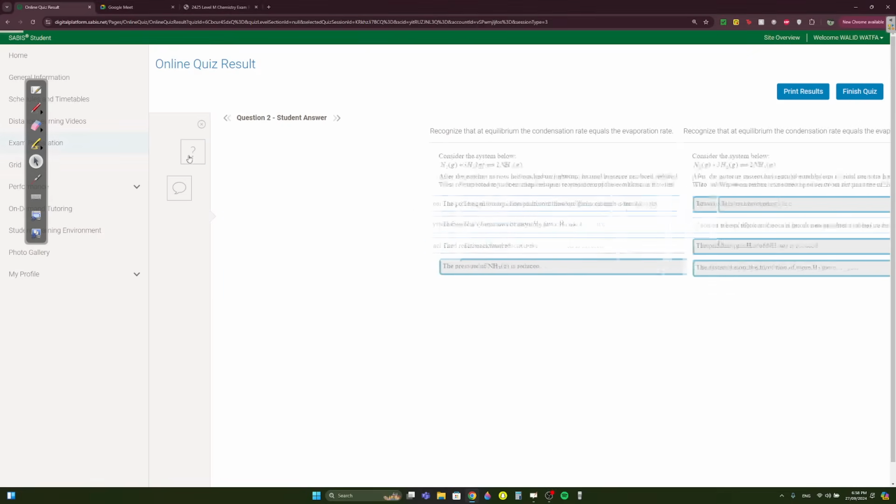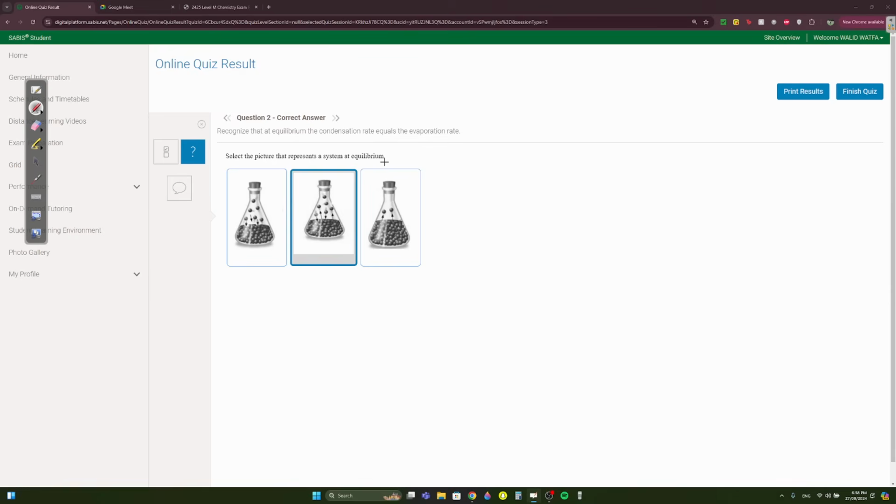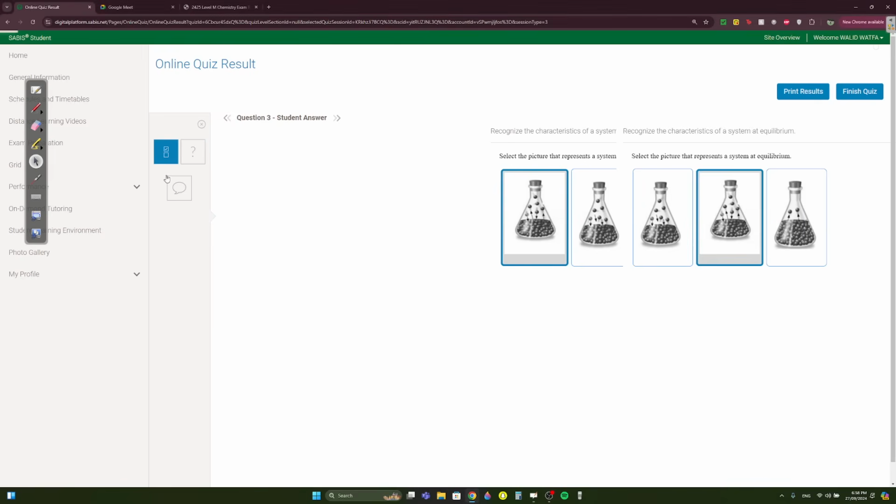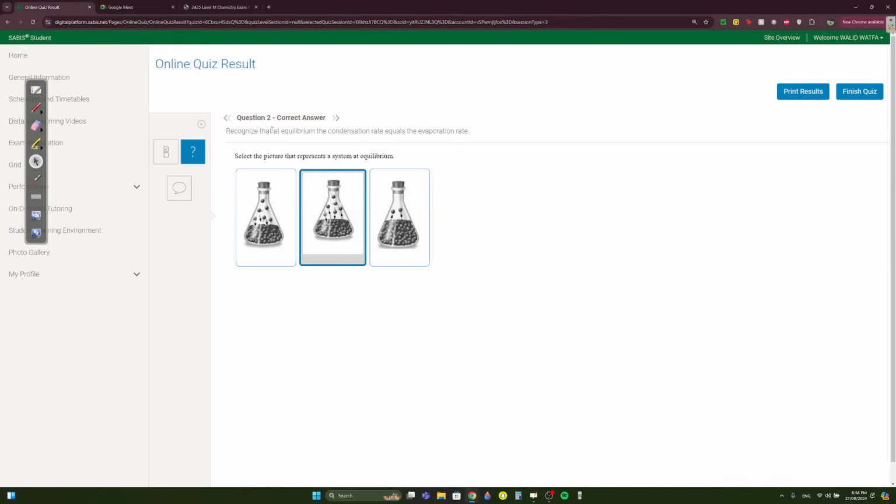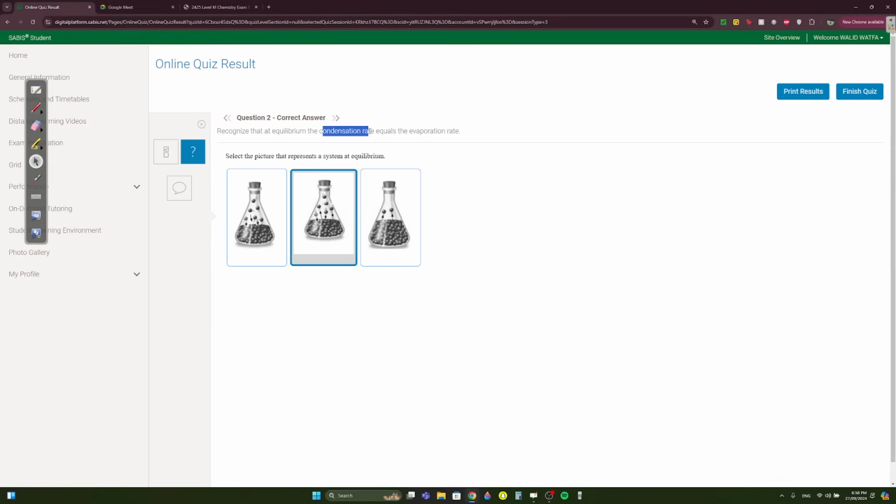Question 2. Select a picture that has equilibrium. The one that's at equilibrium has stuff going up and stuff going down at the same time. Here they're all going down, here they're all going up, and here they're going down and up at the same time. That's what equilibrium is. Like in the concept here, they said recognize that at equilibrium, the condensation rate equals the evaporation rate.